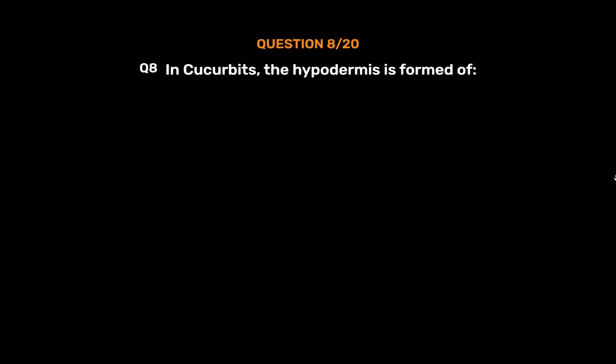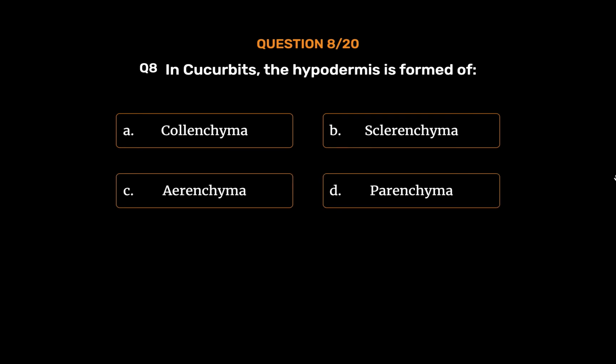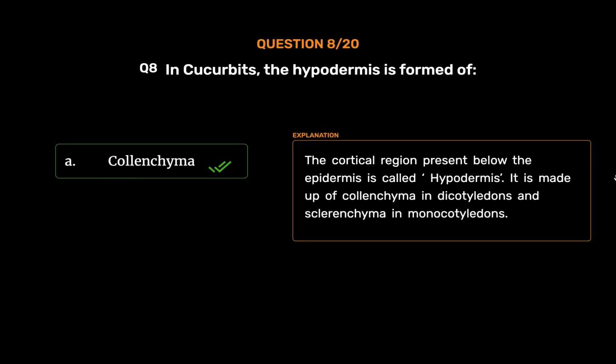Question number 8. In cucurbits, the hypodermis is formed of option A, collenchyma, option B, sclerenchyma, option C, aerenchyma, option D, parenchyma. The correct answer is option A, collenchyma. The cortical region present below the epidermis is called hypodermis. It is made up of collenchyma in dicotyledons and sclerenchyma in monocotyledons.